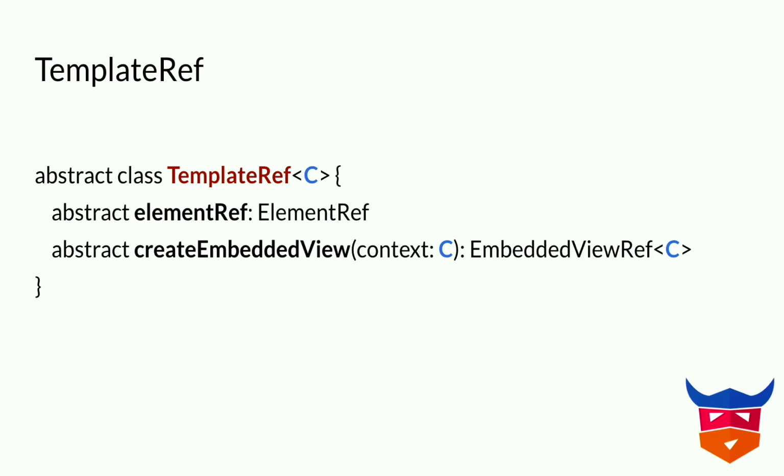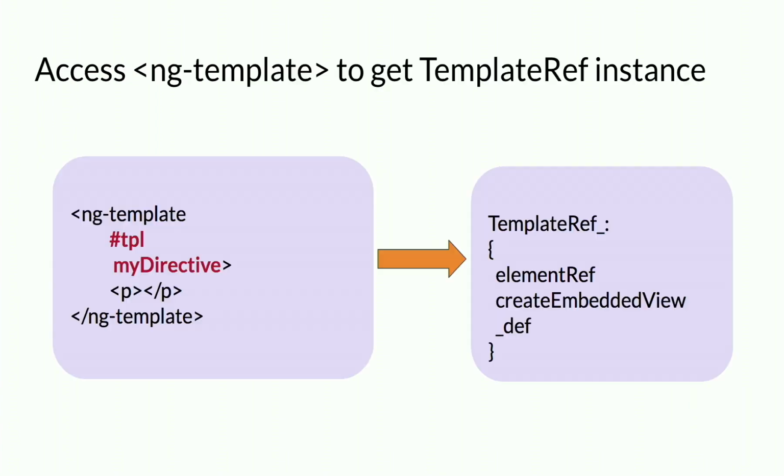So in order to create the embedded views dynamically, we need to get hold of the ng template from our TypeScript code. So TemplateRef is the TypeScript code representation of ng template. It is quite a simple API, which basically has the element ref, which points to the ng template itself, and that would be a comment, and a method to create an embedded view, which takes the context, the type of the context, and returns an embedded view.